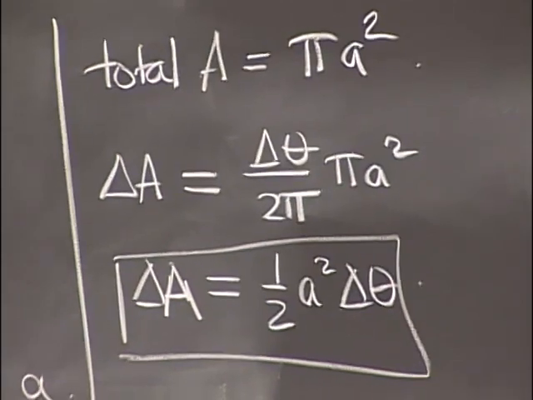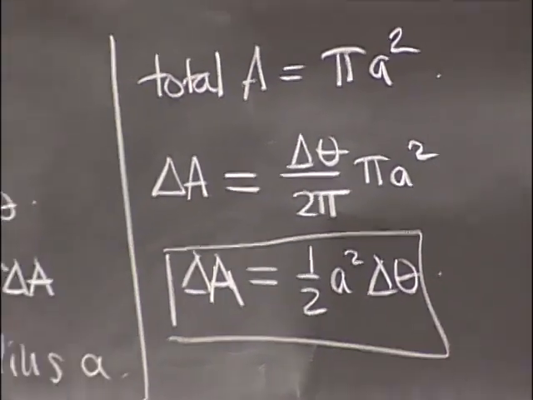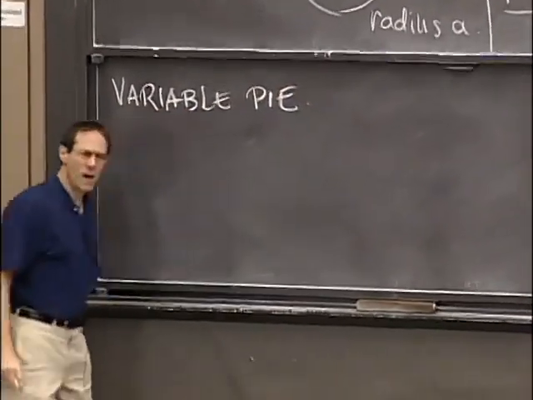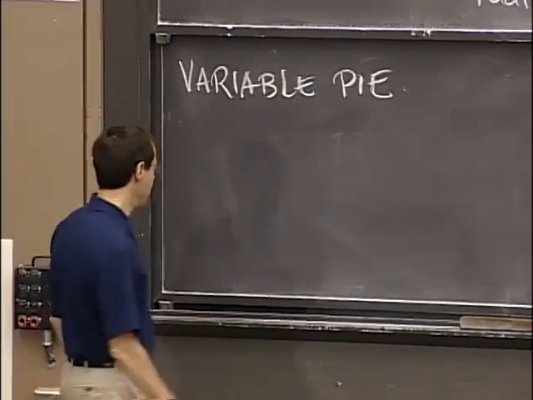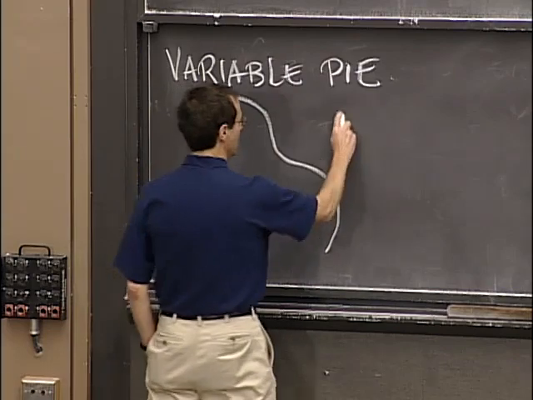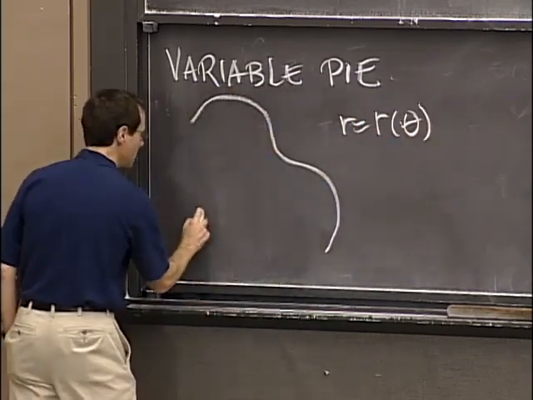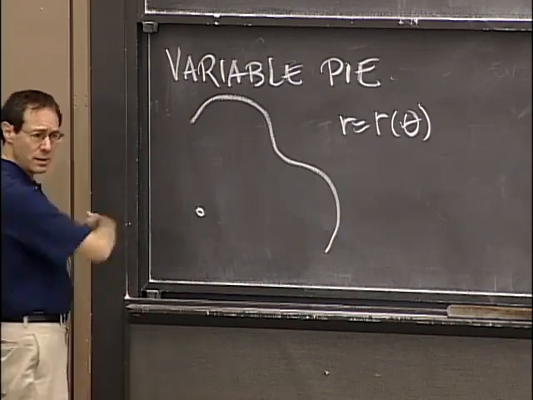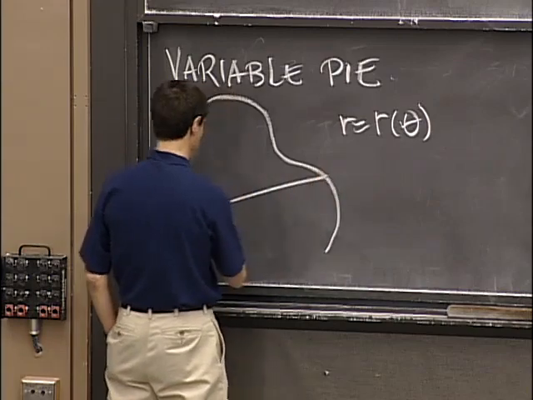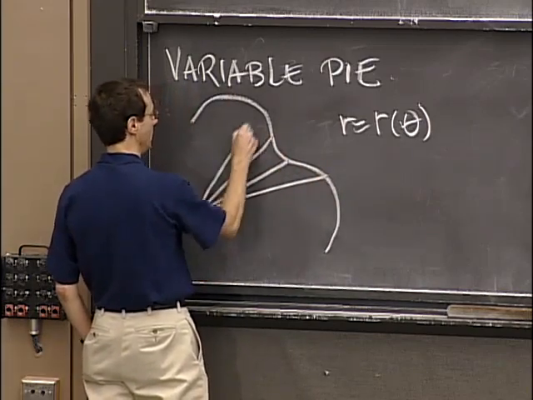And now what we need to do is to talk about a variable pie. That would be a pie with a kind of a wavy crust, which is coming around like this. So r is equal to r of theta. The distance from the center is varying with the place where we are, the angle where we're shooting out. And now I want to subdivide that into little chunks here.